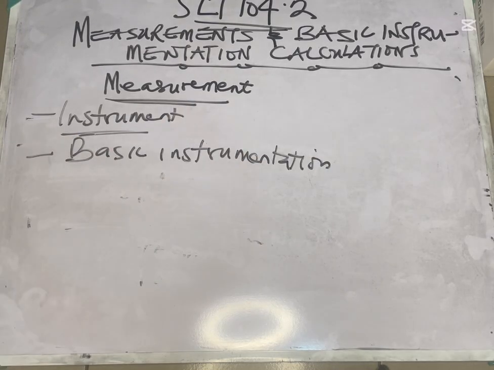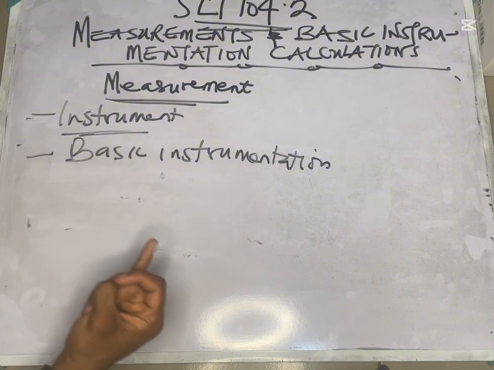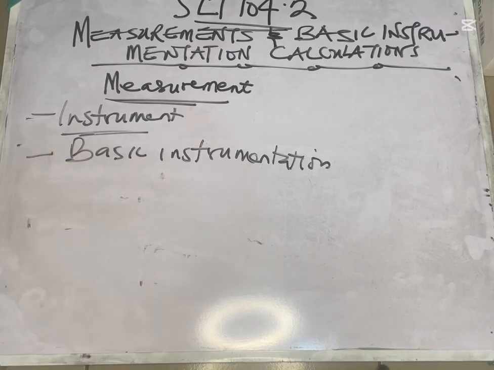Basic instrumentation. First of all, instrumentation refers to the science of developing and using instruments for measuring, monitoring and controlling physical quantities. So you can define basic instrumentation as the science of developing and using these instruments we've already defined. Remember, instruments are devices that can be used to measure, indicate or record the physical quantity. So when you study the science of developing and using these instruments for measuring, monitoring and controlling physical quantities, that is basic instrumentation.